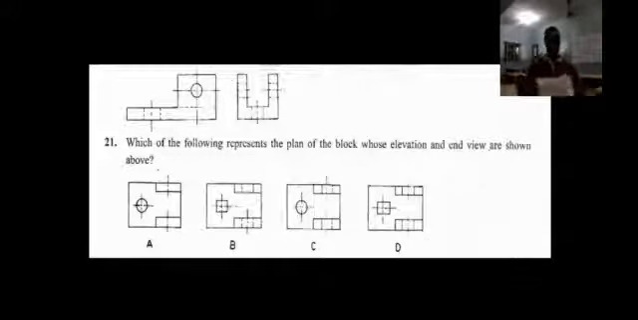Question number 21. Which of the following represents the plan of the block whose elevation and end views are shown below? This is the elevation, this is the end view. In fact, the correct answer is C. Once you have a good knowledge of pictorial drawing, you know that C is the correct answer.